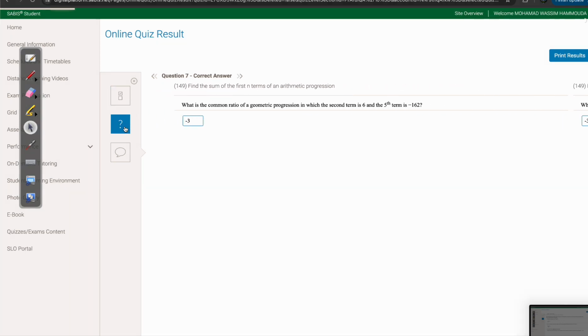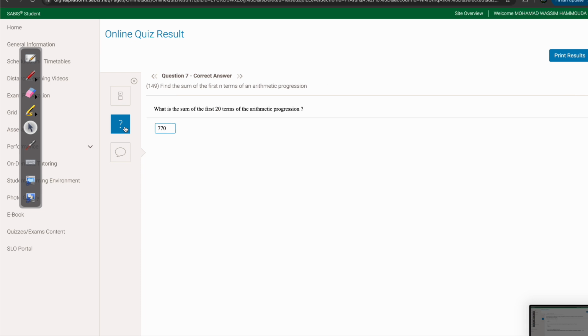Number 7. What is the sum of the first 20 terms of the arithmetic progression negative 9, negative 4, 1, 6?